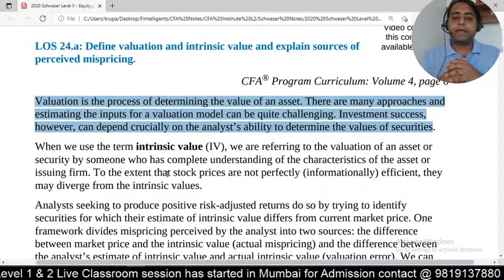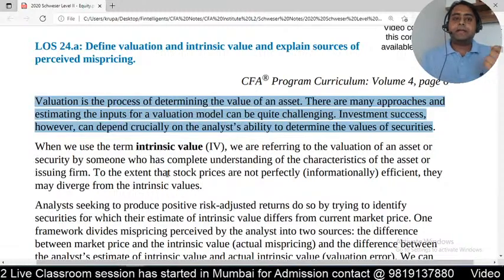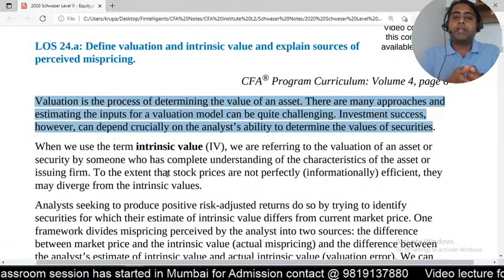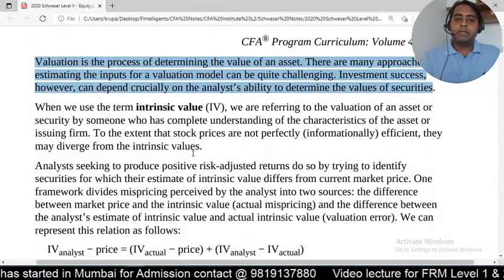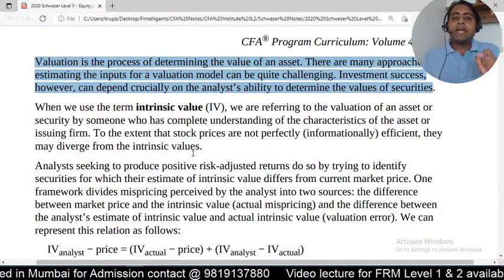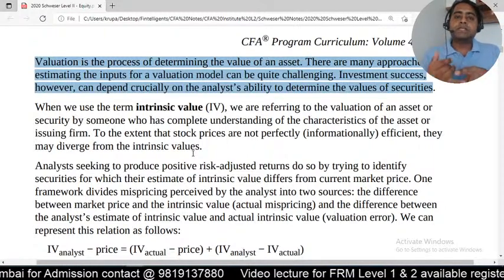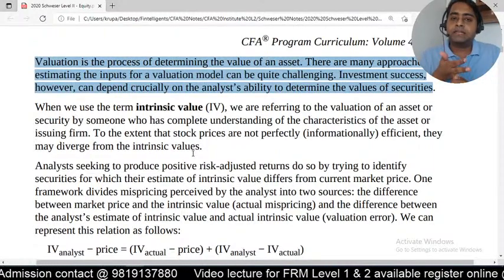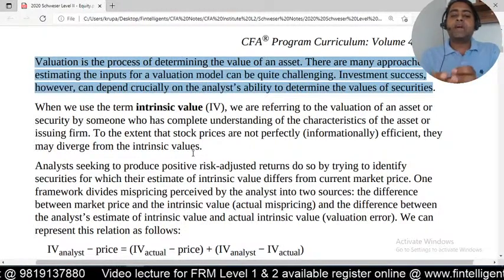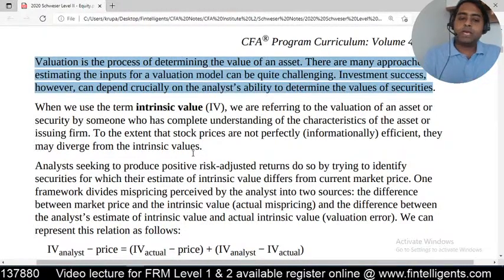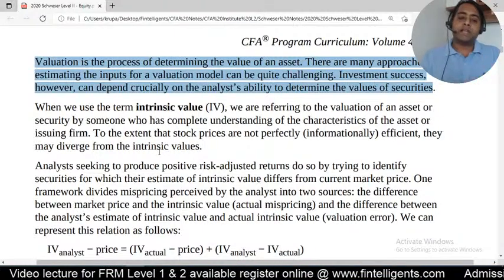Let us go to the second paragraph. In that second paragraph, we are talking about what exactly intrinsic value is. Intrinsic value, in layman's terms, is what somebody who is well aware of that asset arrives at. He knows the risk of the asset, he knows the cash flow of the asset, and on that basis he is able to identify the true value of that asset. That is nothing but your intrinsic value.